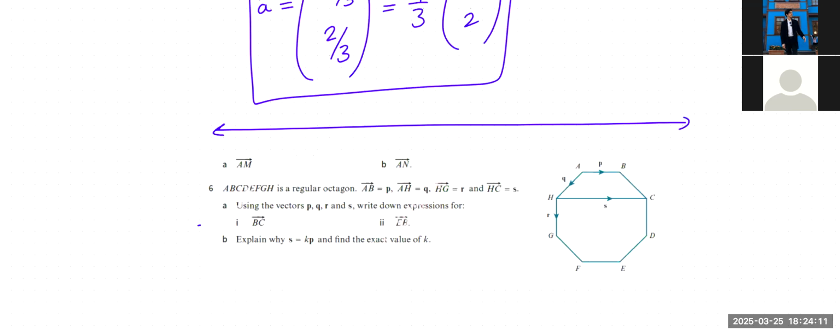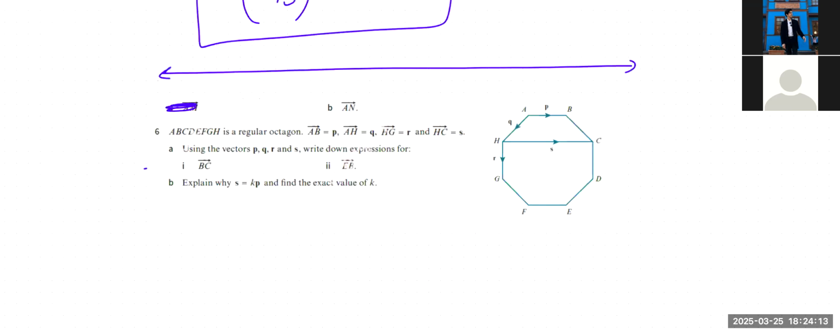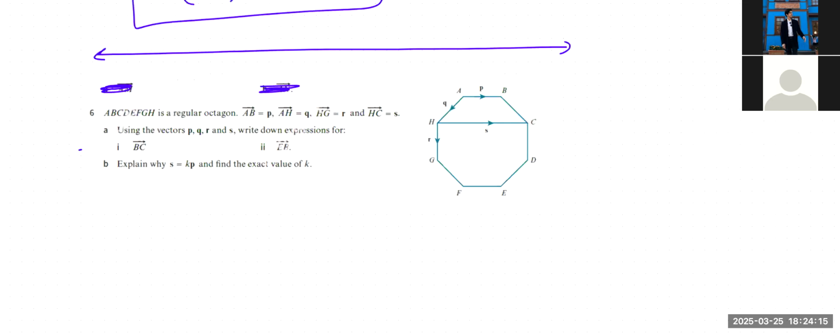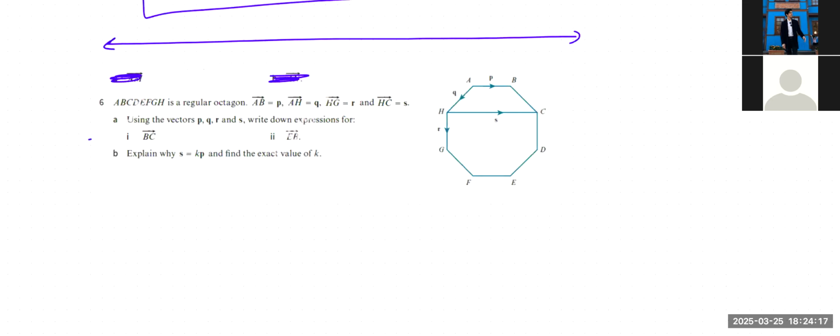So you can ignore this and this for now. You have a regular octagon. Some vectors are given to you. You've been told that AB, the vector from A to B, is called P. The vector from A to H is called Q. The vector from H to G is called R. And the vector from H to C is called S. Now, using these vectors, we want to find the vector notation for BC.